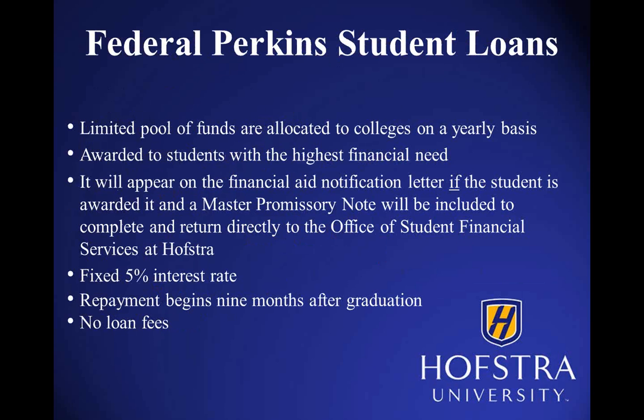Federal Perkins student loans are offered from a limited pool of funds allocated to colleges and universities on a yearly basis. They are awarded to students with the highest financial need. It will appear on the financial aid award notification letter if the student is awarded it, and a master promissory note will be included to complete and return directly to the Student Financial Services Office at Hofstra. It carries a fixed interest rate of 5%, and repayment begins 9 months after graduation. There are no loan fees associated with this loan.